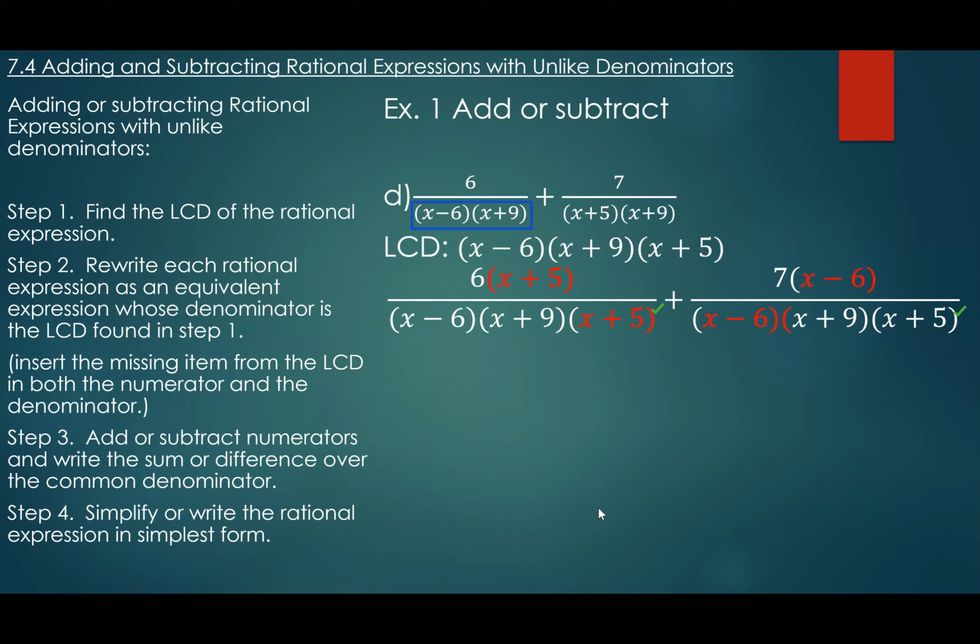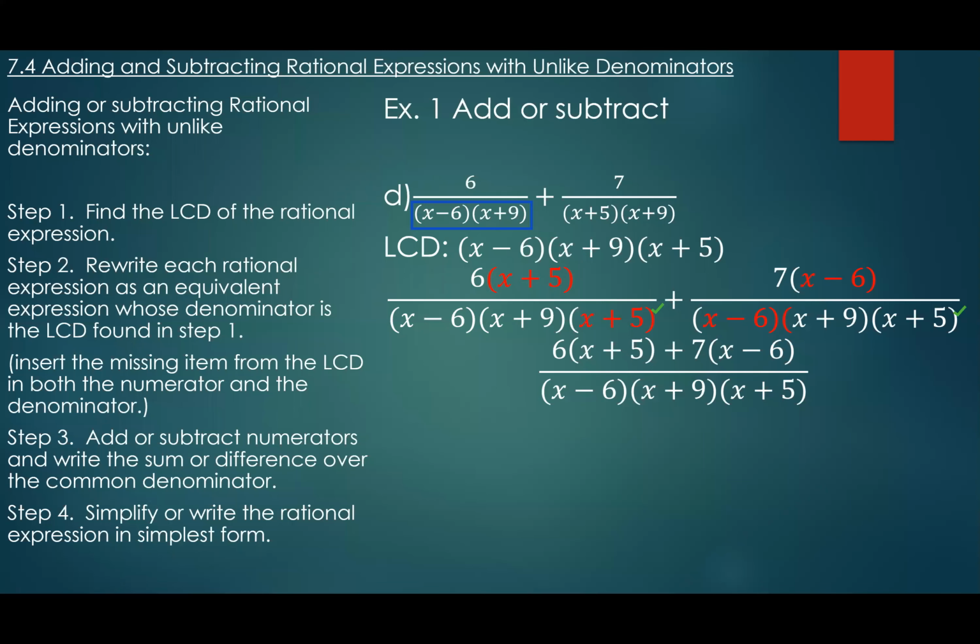And that's our goal, right? Our goal is we need to have a common denominator. And if we have a common denominator, all we need to do is combine the numerator and keep the denominator. My denominator is x minus 6, x plus 9, x plus 5. Or if you want to write x minus 6, x plus 5, x plus 9, it doesn't matter what the order is, that is your denominator.